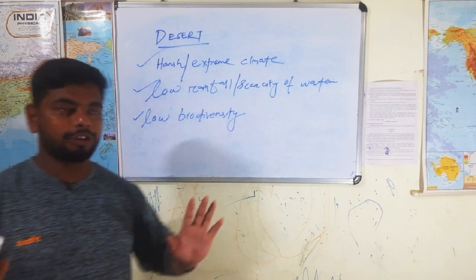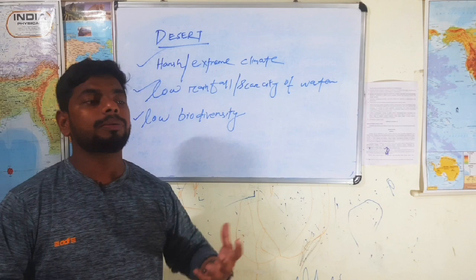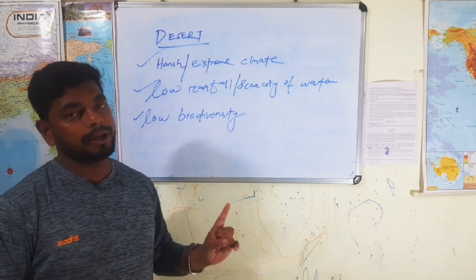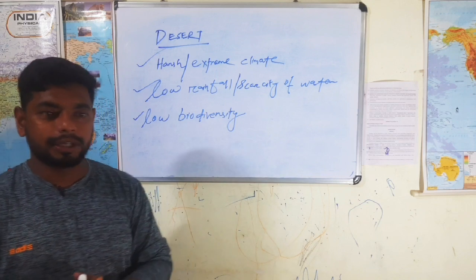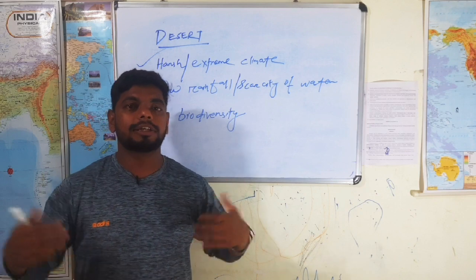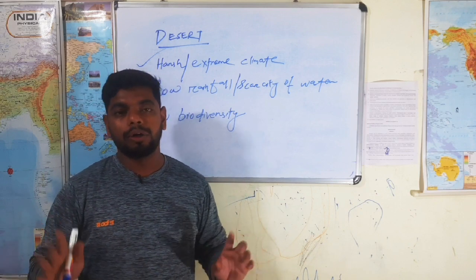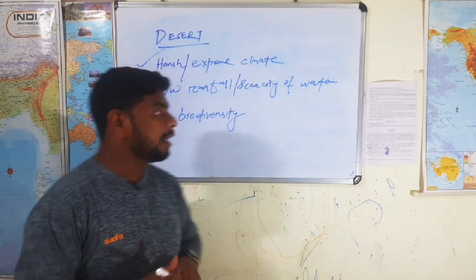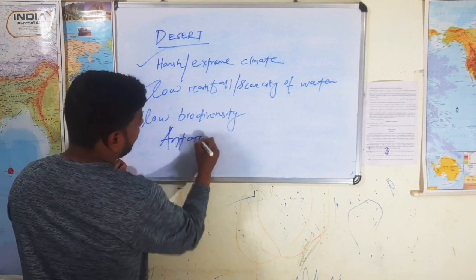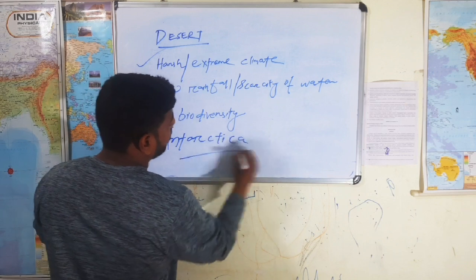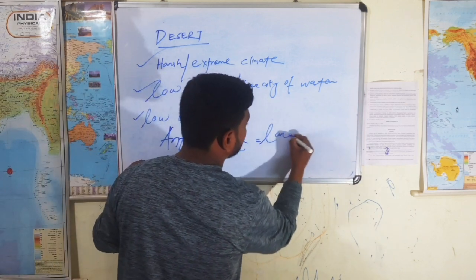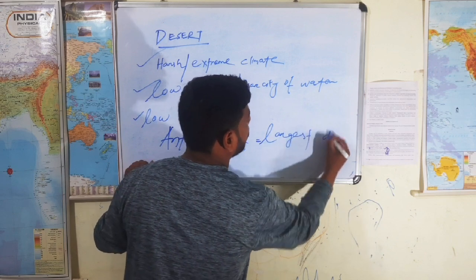Fine. So if the question is which one is the largest desert, it is Antarctica. Often students make the mistake of saying the largest desert is the Sahara desert, but no, the largest desert in the world is Antarctica. It is the largest desert of the world, in fact the largest cold desert of the world.